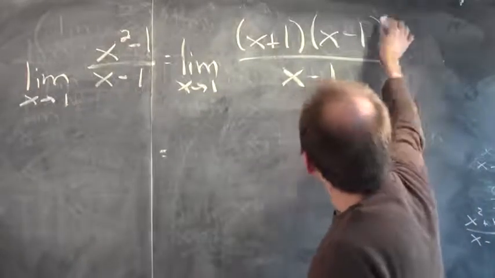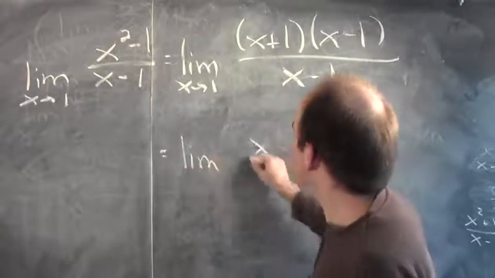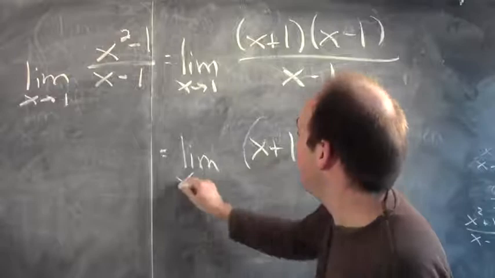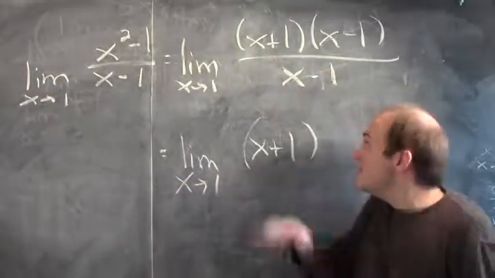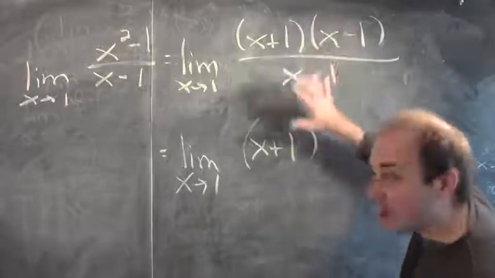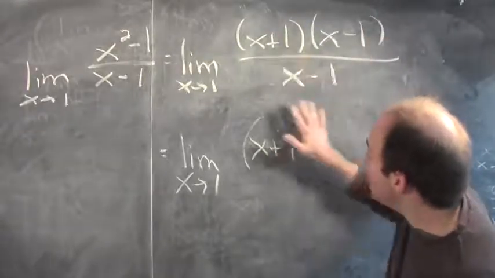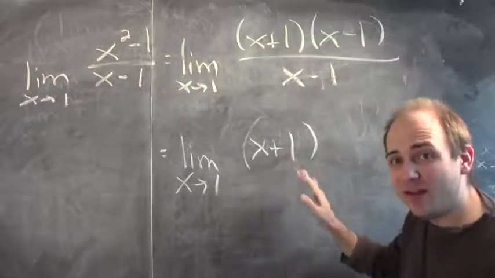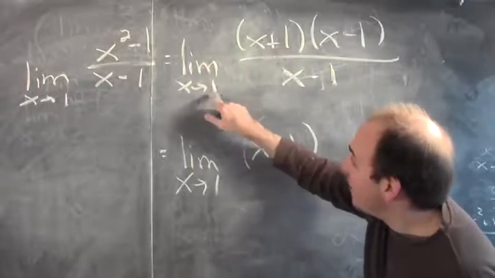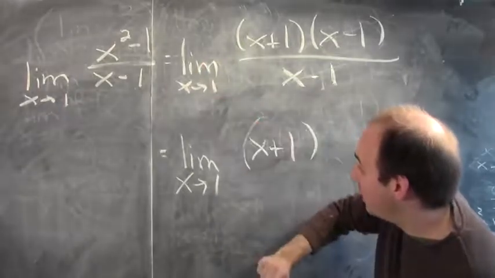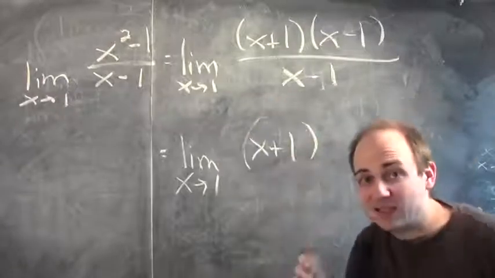What I want to do is imagine canceling these. I'd like to write that this is equal to the limit of just x plus 1 as x goes to 1. But note, these are not actually the same function. This thing up here is not defined at 1. This thing is defined at 1. And yet the limit doesn't care. The limit only depends upon values of the function near 1. And near 1, this and this are exactly the same.